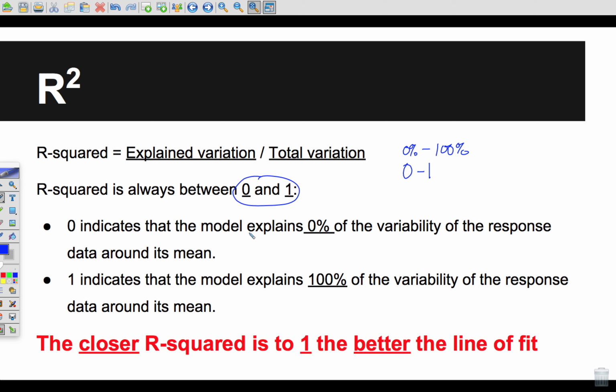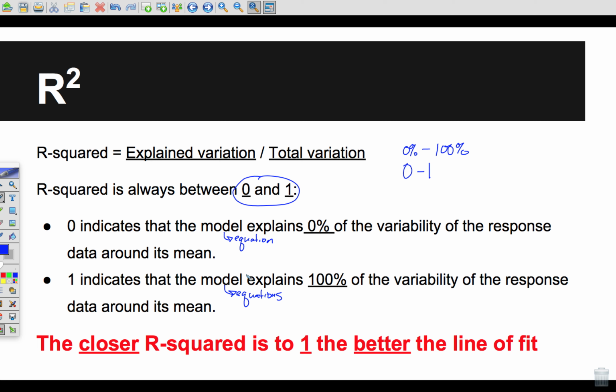0 would indicate that the model, remember the model is referring to our equation, explains 0% of how our points change. 1 means that the model, our equation, explains 100% of the variability, that all of the points fit perfectly onto the graph of that equation, okay? The closer, so notice with R-squared there are no negative values.